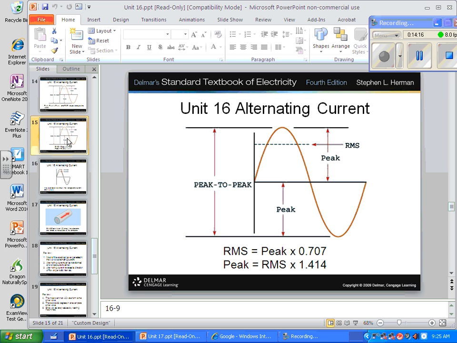Same idea as multiplying the RMS times 1.414, because if you divide, it's a difference of base. All you need to know is remember the top one. RMS is equal to peak times 0.707.